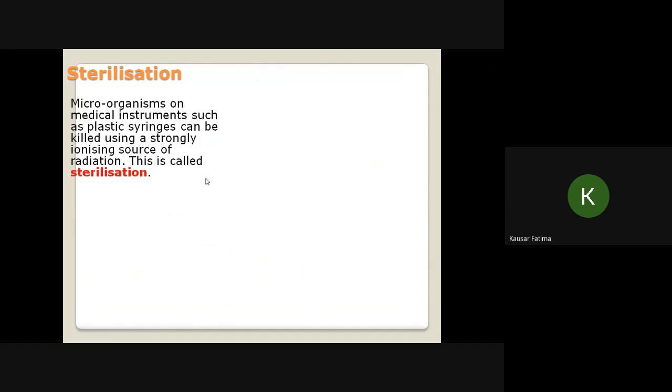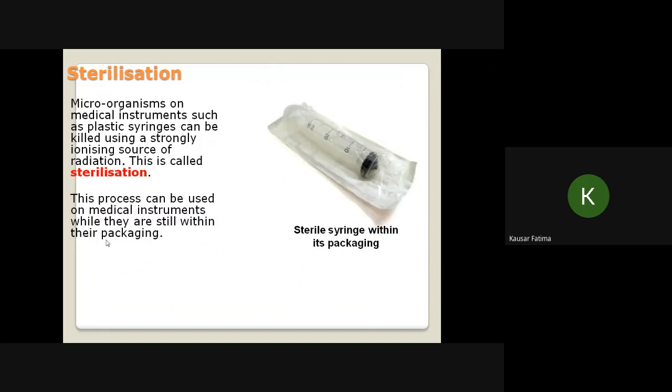Sterilization is another use. Microorganisms on medical instruments such as plastic syringes can be killed using a strongly ionizing source of radiation, and we call it sterilization. We can use UV rays also for this purpose, but radioactivity can also be used. This process can be used on medical instruments while they are still within their packaging. When they are in the package, we can irradiate them with some radioactive source.